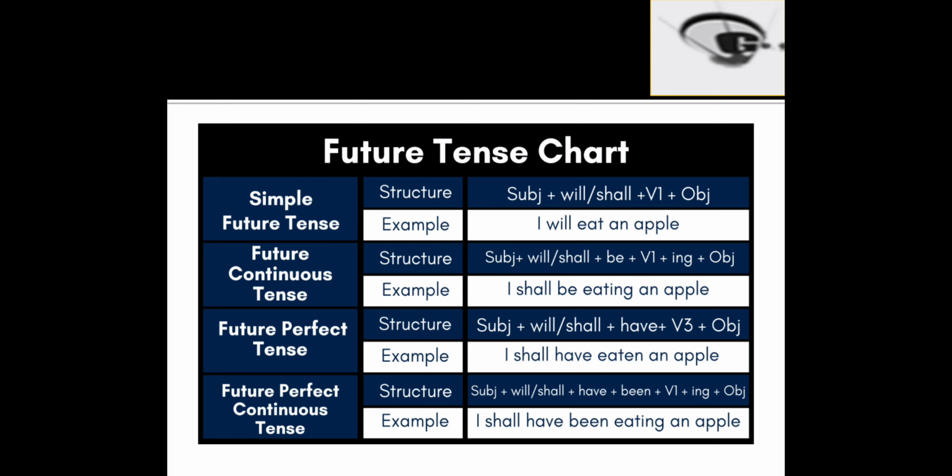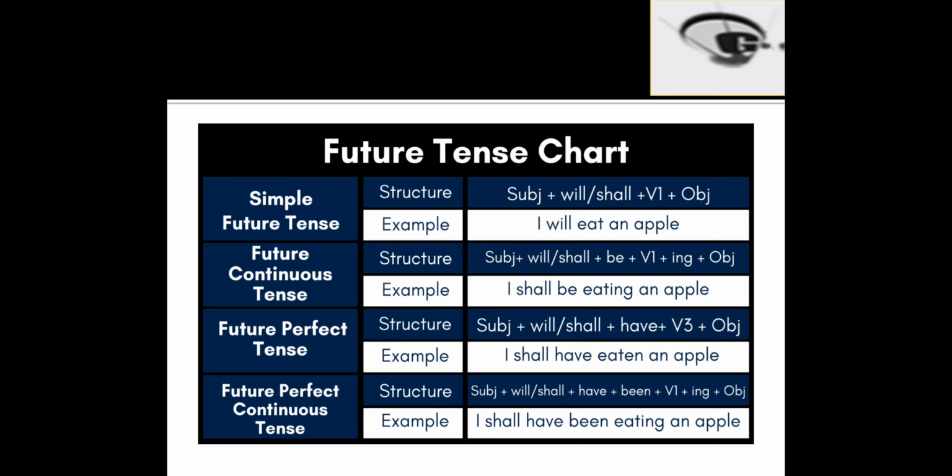Now we have 4 types of future tense. First is the simple future tense. We write subject plus will or shall plus the first form of the verb and then the object. For example, I will eat an apple. Secondly, we have future continuous tense. We write the subject plus will or shall plus be plus the first form of the verb plus ing plus the object. For example, I shall be eating an apple.